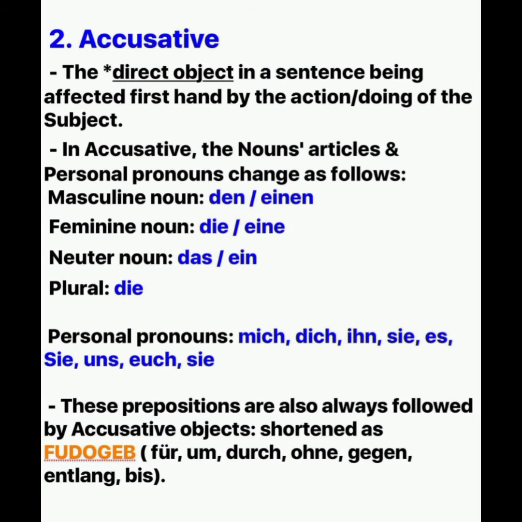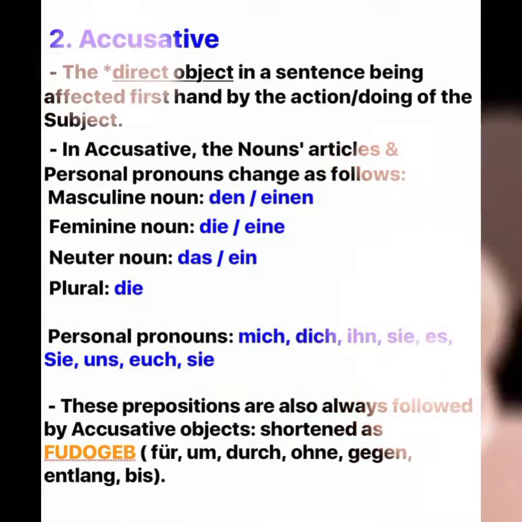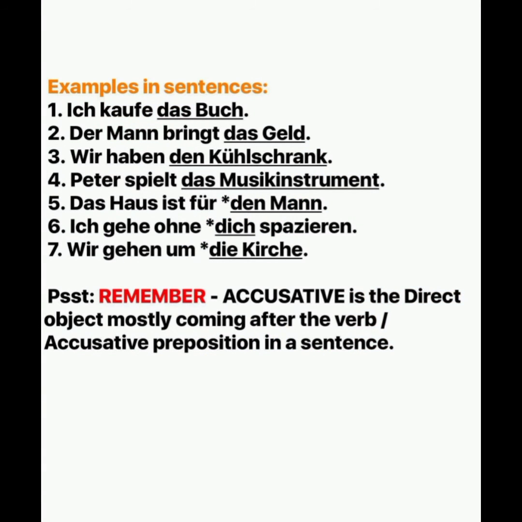So remember, my point of introduction is this. Accusative is the object, the direct object being affected by the subject's action. That is the accusative. All right? So I've given a couple of examples to illustrate more on that. Look at the example. Ich kaufe das Buch. So ich is the subject, kaufe is the verb, das Buch is the object. So das Buch is the accusative object.